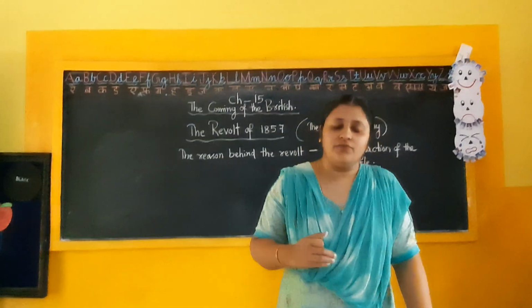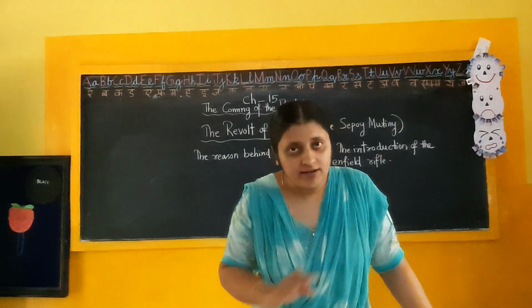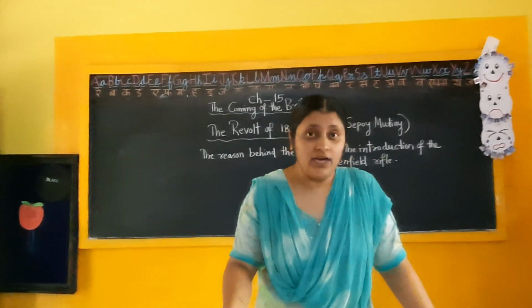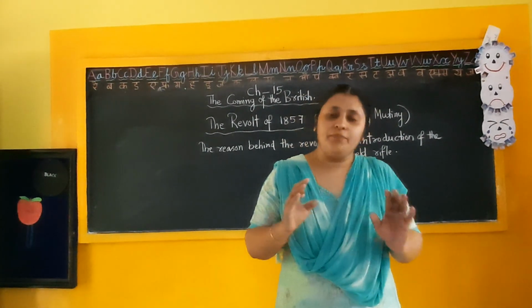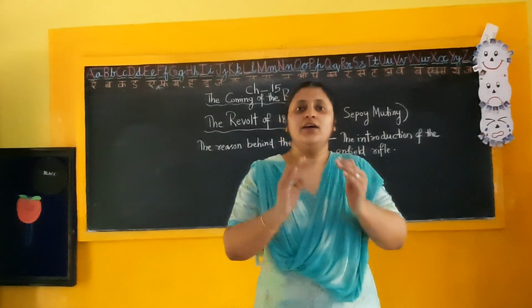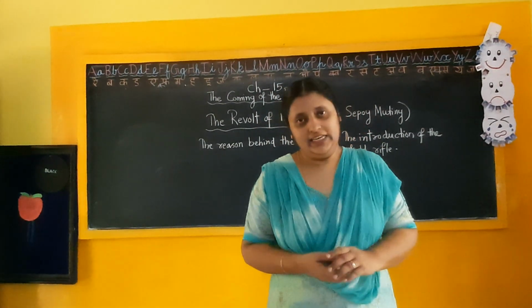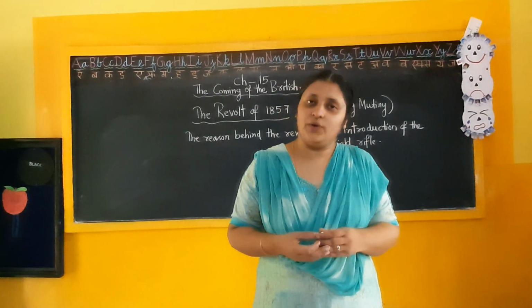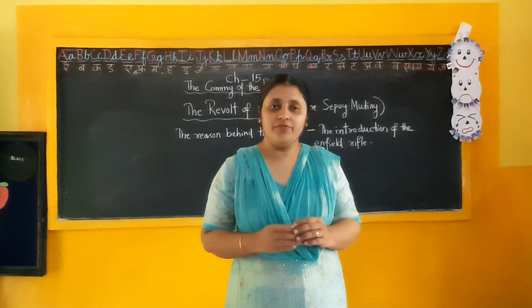So after this revolt of 1857, the English East India Company's rule ended in India and the rule was handed over to Queen Victoria. She said that she would be the Empress of India, and on behalf of Queen Victoria, her viceroys would govern in India. Okay, this was the after effect of the 1857 revolt. So that was the revolt of 1857.